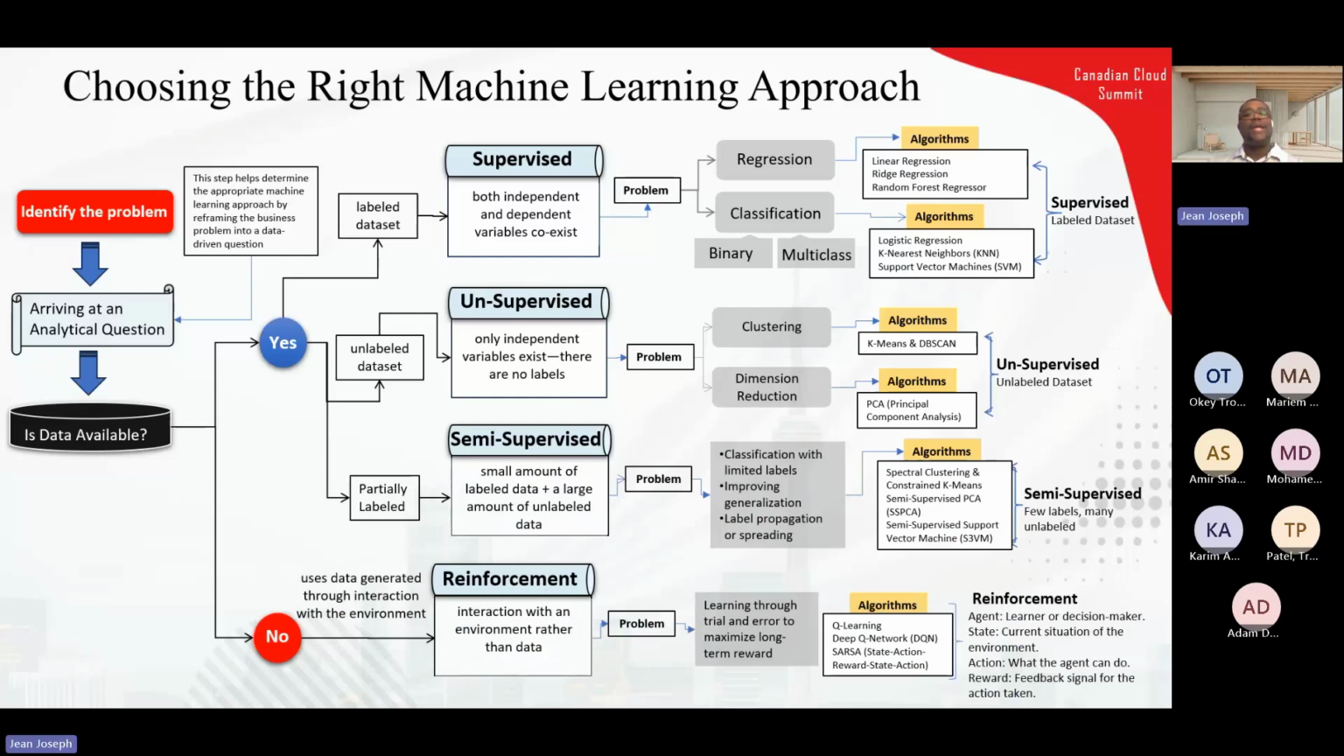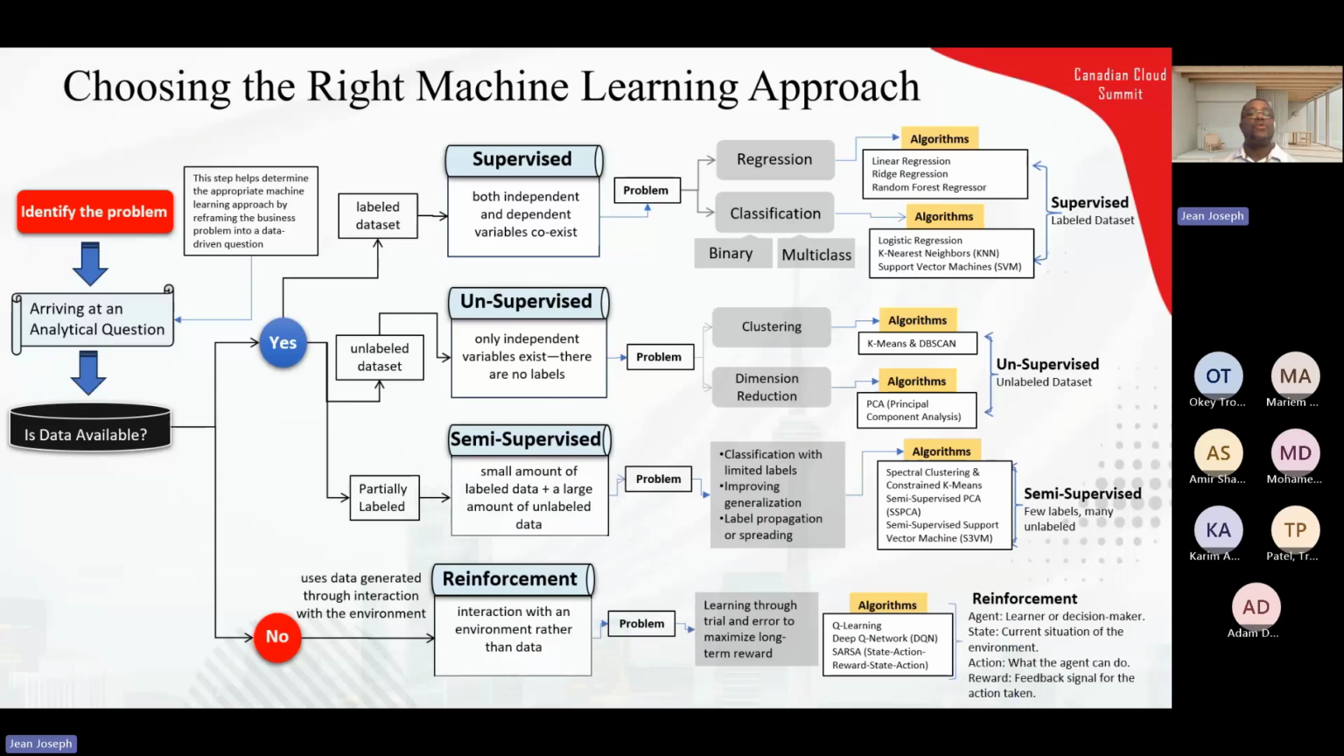In reinforcement machine learning, the core problem it solves is when a system needs to learn through trial and error to maximize long-term rewards. Think of it this way. This is ideal for situations where there is no historical labeled data to learn from, but the system can interact with an environment and receive feedback in the form of rewards or penalties.